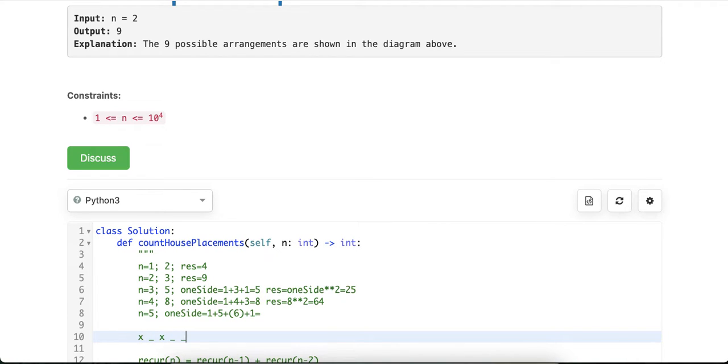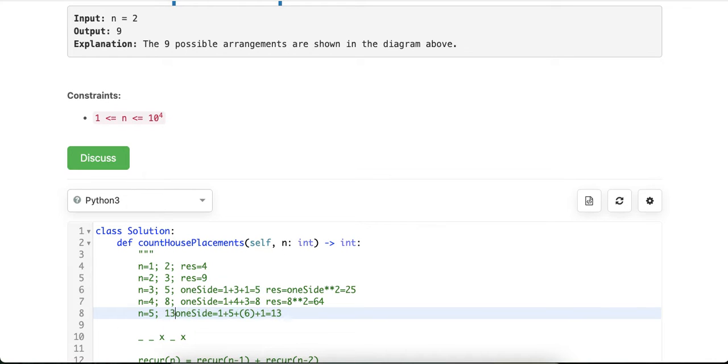1, right? 2, 3, 4, 5, 6. Yeah, 6, correct. So this one becomes 6 plus 1, so 13.